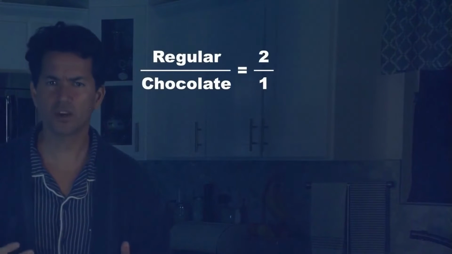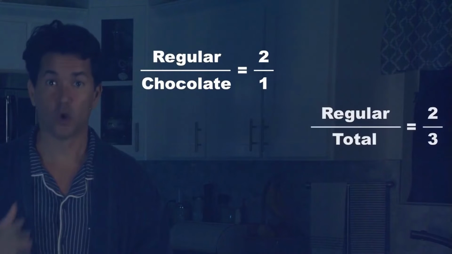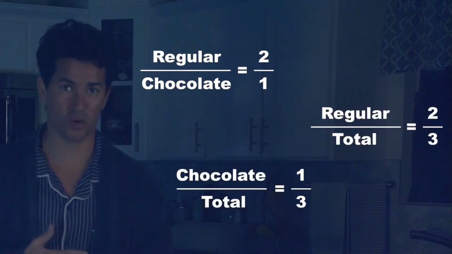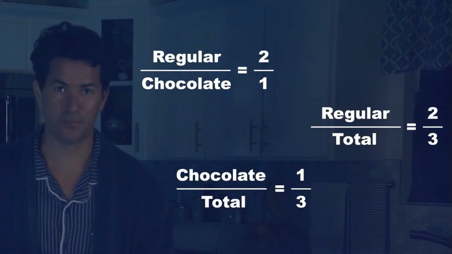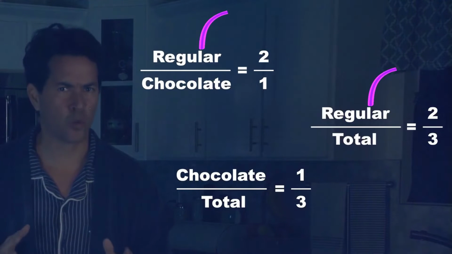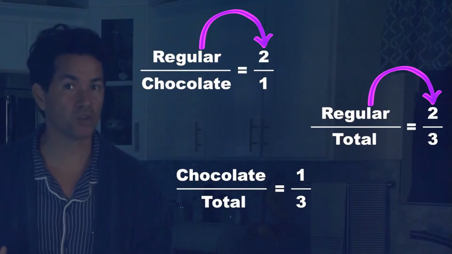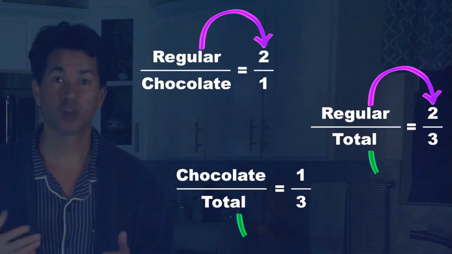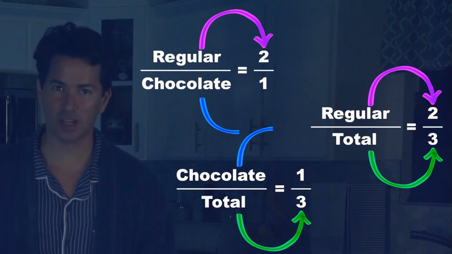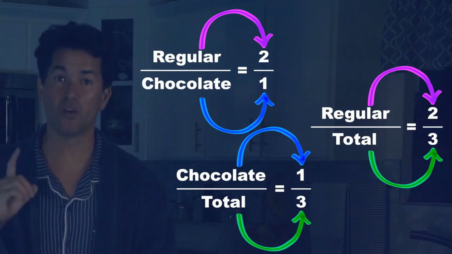That's right. We started out with one ratio. Regular over chocolate is 2 over 1. And we figured out that the other 2 ratios, regular over total is 2 over 3, and chocolate over total is 1 over 3. Now, this is where it gets good. It turns out that regular must be a multiple of 2. Total must be a multiple of 3. And chocolate must be a multiple of 1.